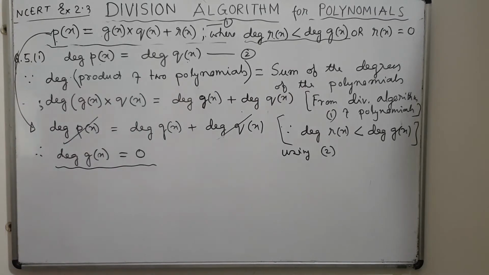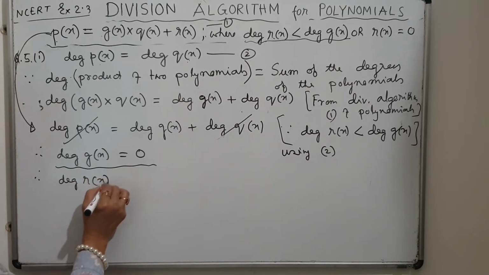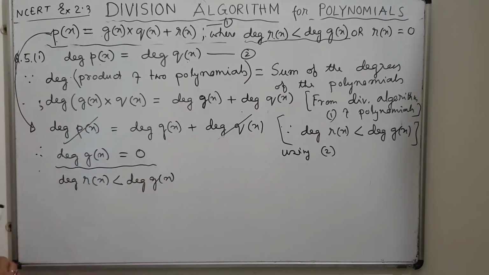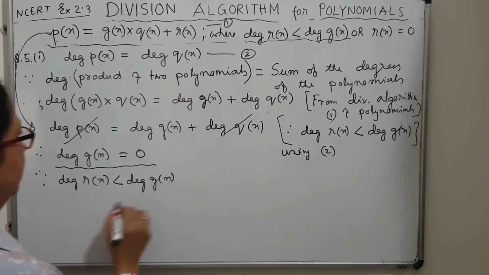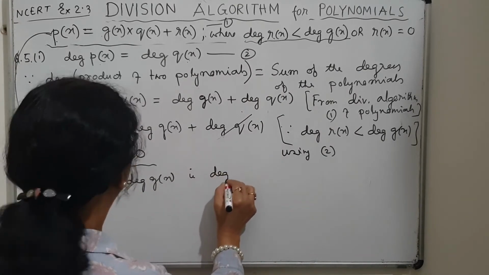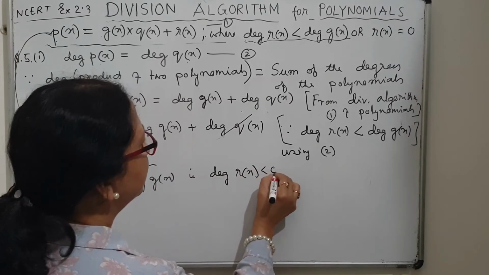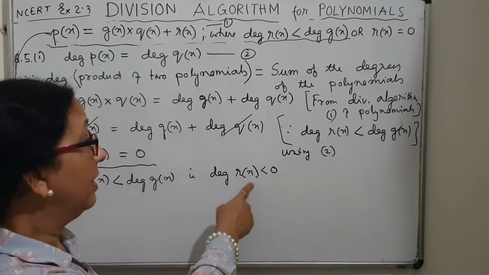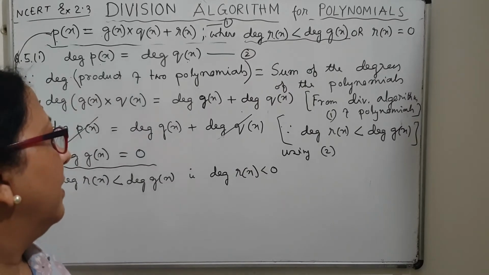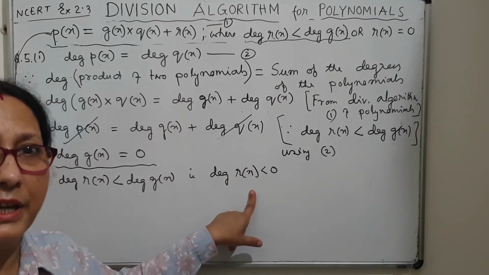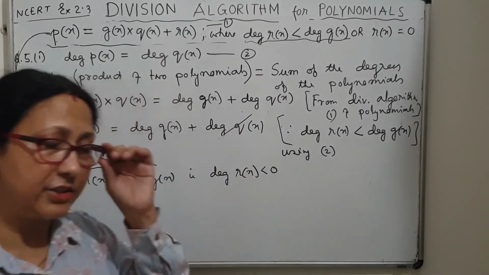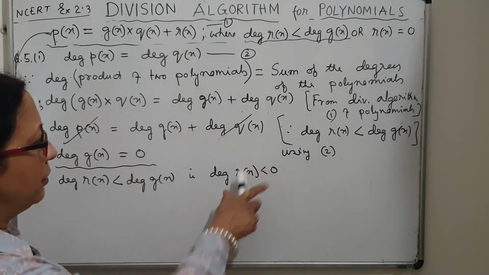So degree of g(x) is 0. Therefore I can write, by the following condition, degree of r(x) has to be less than degree of g(x), that is, degree of r(x) has to be less than 0. Degree of g(x) is 0. So degree of r(x) would have to be negative. But you know, degree of a polynomial cannot be negative, because the powers of the variables in a polynomial have to be whole numbers. They cannot be fractions, also cannot be negative. So it's not possible.